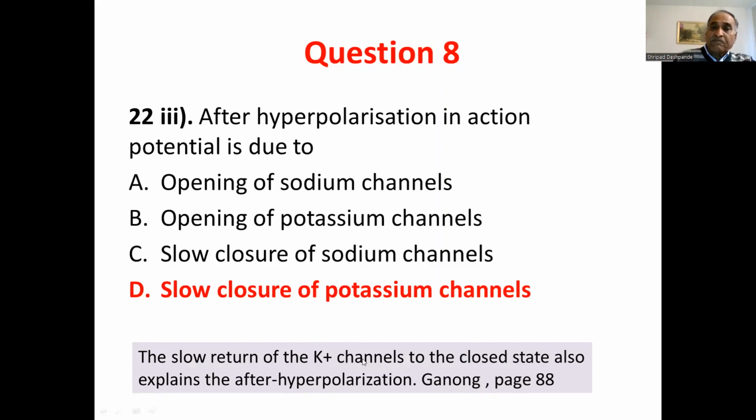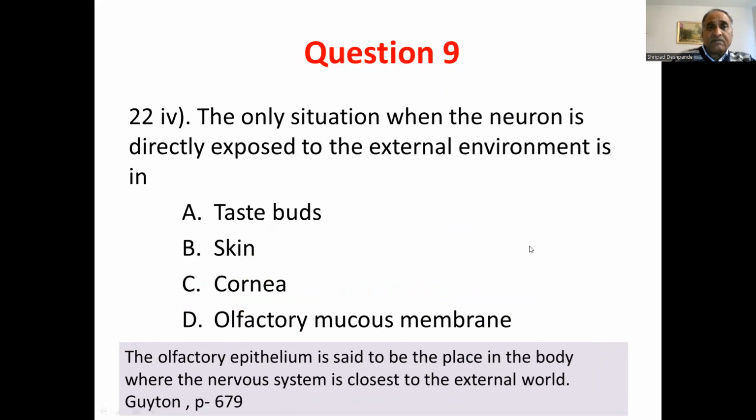Slow return of potassium channels to the closed state explains the after hyperpolarization. The answer to this question is: after hyperpolarization in action potential is due to slow closure of potassium channels. That's the correct response. Question number 9.